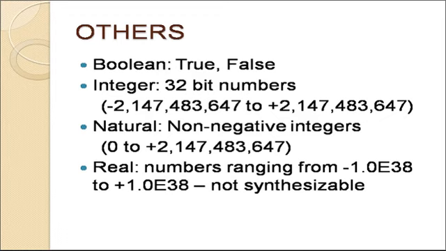You can see Boolean. It has two values, true and false. If you define any type as an integer, then it is a 32-bit number ranging over the range being given over here. And natural, if you define anything as of natural type, these are the non-negative numbers and the range is also given. Similarly, if you define any real type, then the values will range from -1 × 10^38 to +1 × 10^38, which are non-synthesizable.